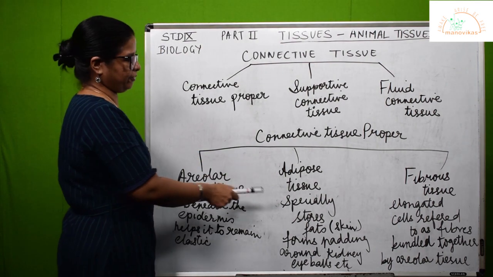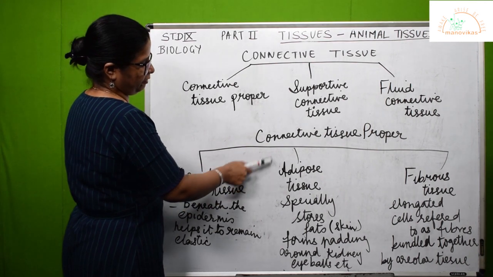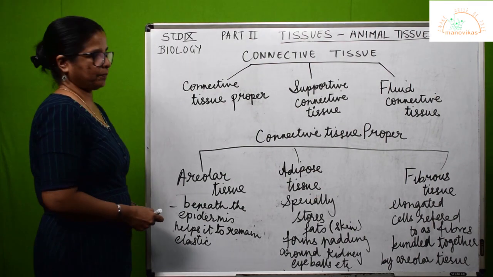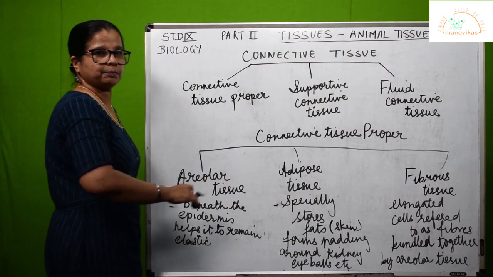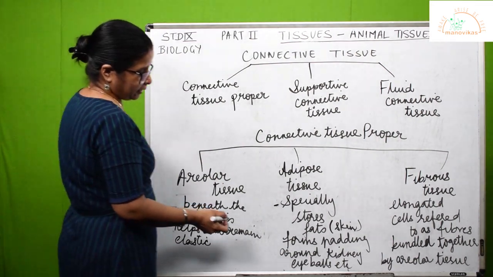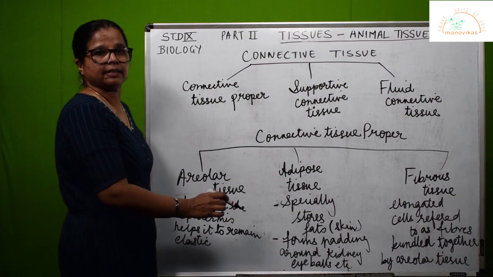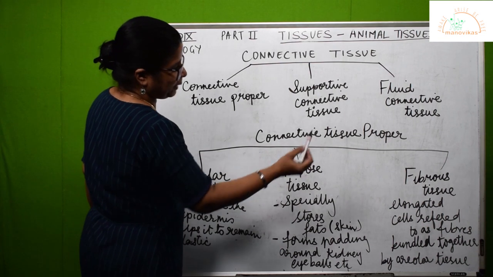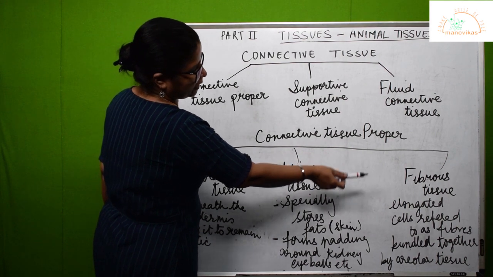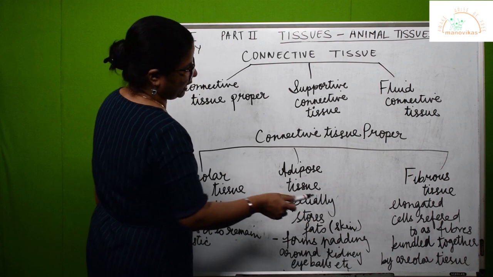Then we have adipose. The name itself conveys the message, what? That it's something that is containing fat. Now, what does it do? It specially stores fat under the skin. If it is storing fat under the skin, it is providing like a cover, like a coat for insulating the skin. Then it forms the padding around the kidneys, eyeballs, etc. Adipose tissue. Fibrous tissue. What is it? Elongated cells. The name itself says something like a fiber. Elongated cells called fibers, and they are bundled together by areolar tissue.